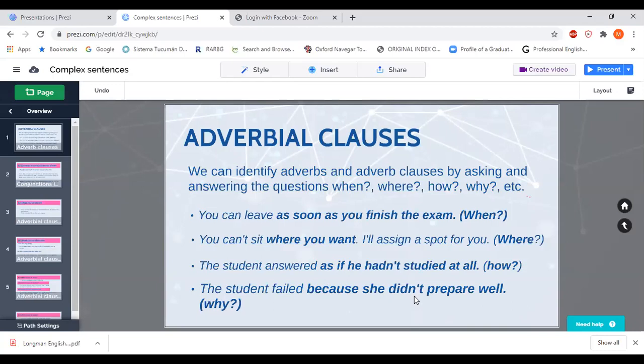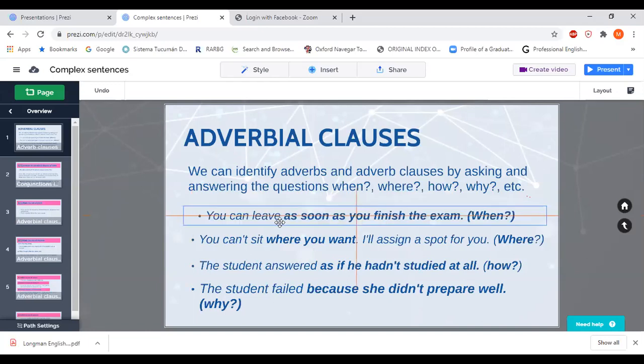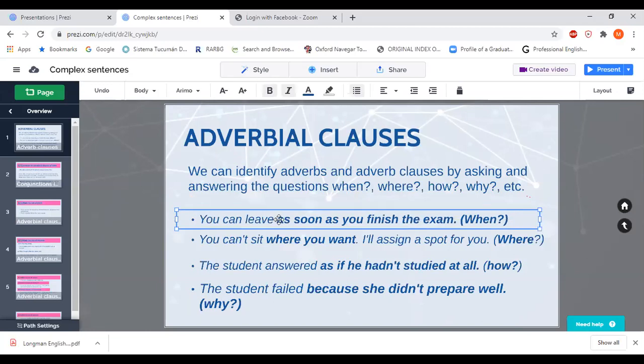Okay. So in order to answer a question of when, we can say something like this. You can leave as soon as you finish the exam. As you can see, all of this structure, as soon as you finish the exam, is functioning as the adverb of the sentence, okay? This is when you will be able to leave, okay?